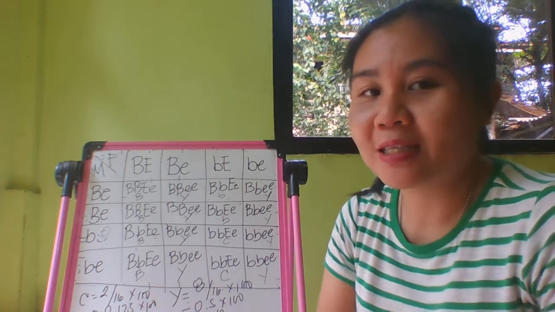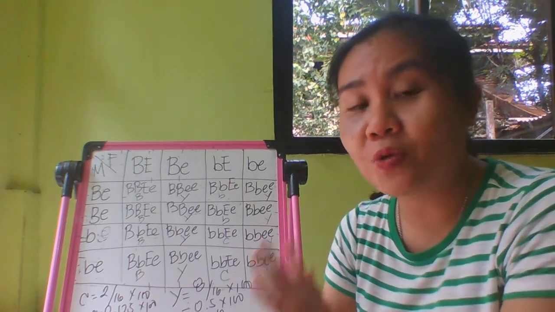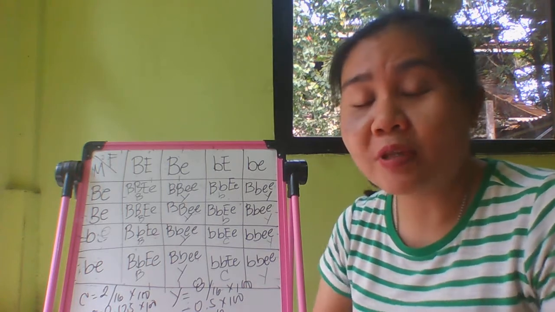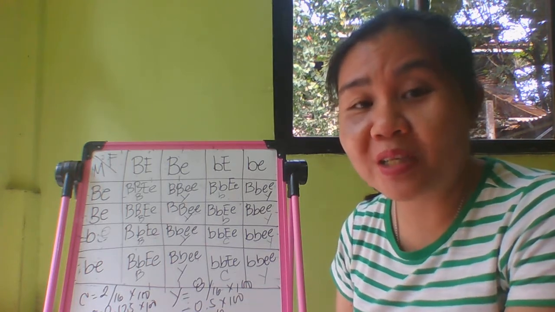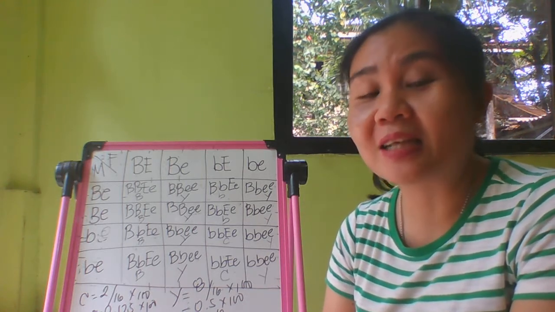So I hope you guys already know how to do the Punnett square problems. Next, we will have the gene and genotypic frequencies, and that will be for another day. I'll see you later.